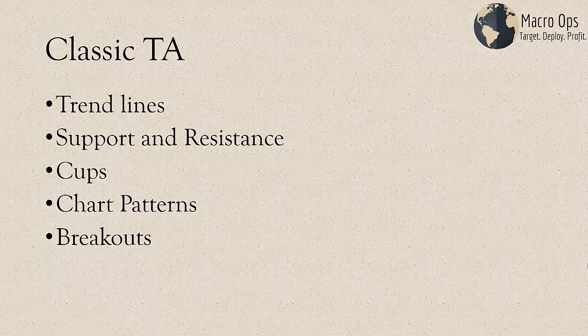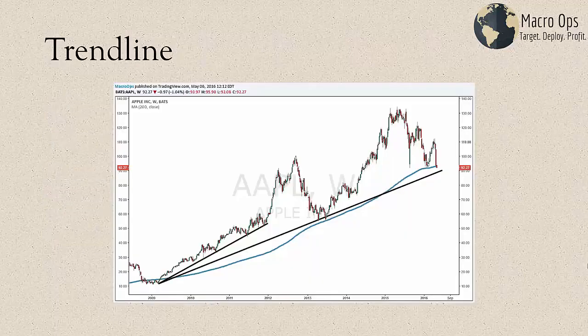So classic TA comprises trend lines, support and resistance, and cups, and you use these various trend lines, support, resistance, and cups to form chart patterns. And when these chart patterns form, these little congestion patterns, we look to buy or sell breakouts out of these patterns. So first off, what is a trend line?